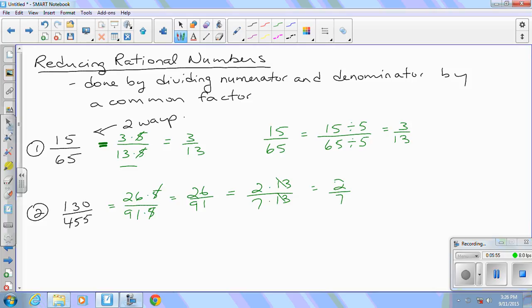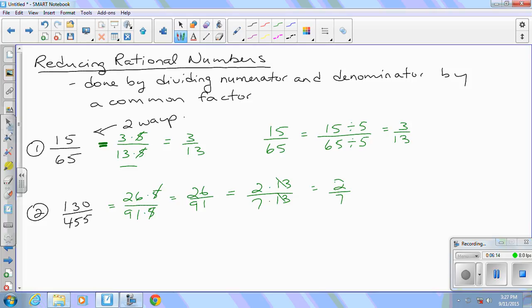Okay, so when you have challenging numbers to know whether there's a common factor or not, just look at the factors of one of them and then check if those factors are also factors of the second number. Okay.